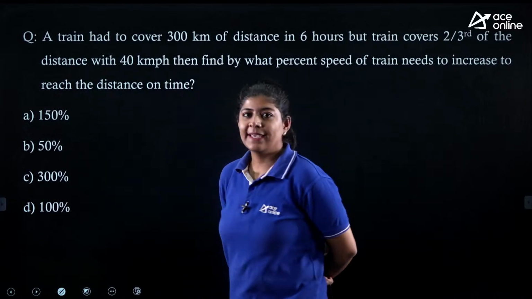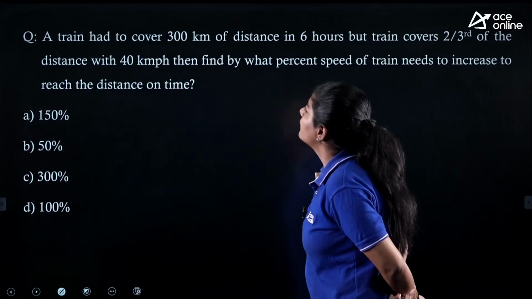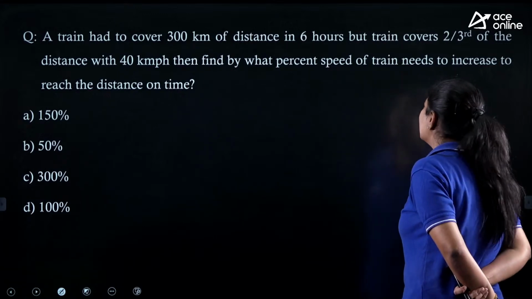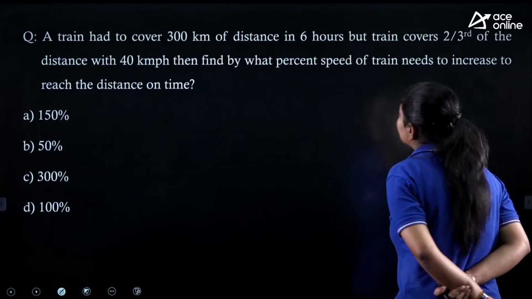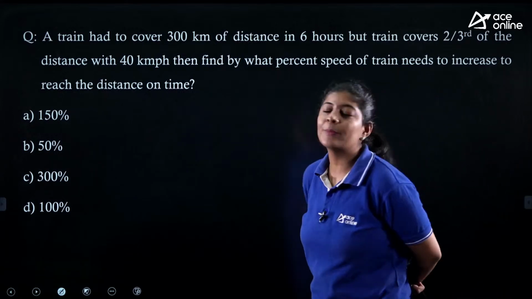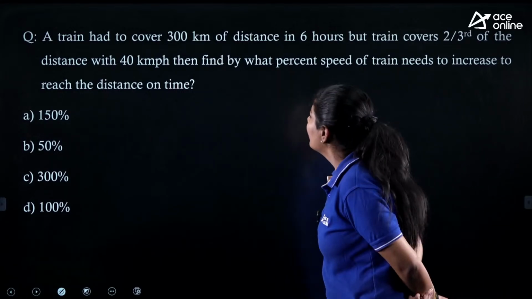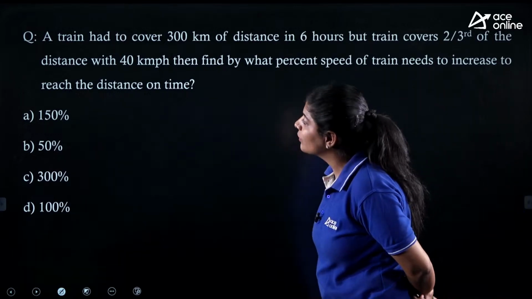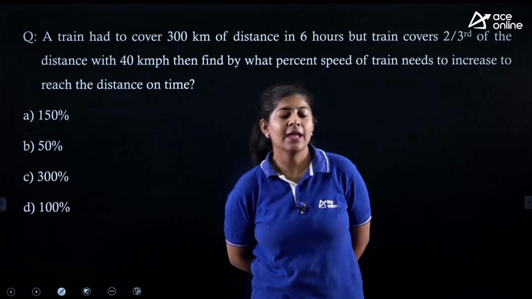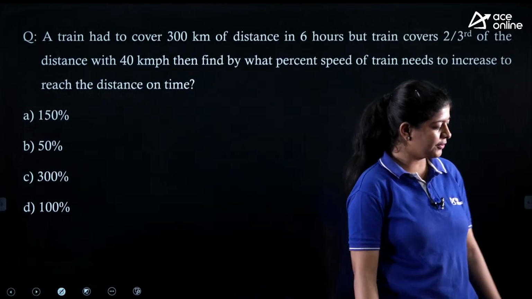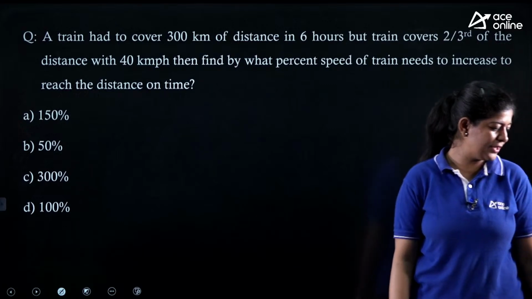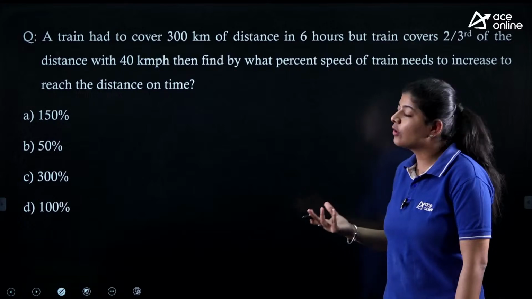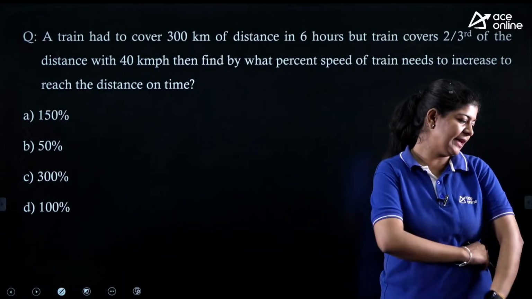The next question is saying that a train had to cover 300 km of distance in 6 hours, but the train covered 2/3 of the distance with 40 km per hour. Then find by what % the speed of the train needs to increase to reach the distance on time. Again, it's a very easy one. All you need to do is the basic calculation, and after that you simply use the concept of percentage change and you will get your answer.